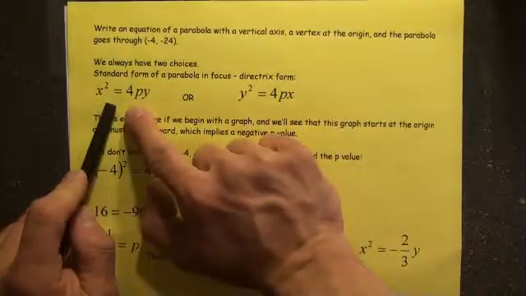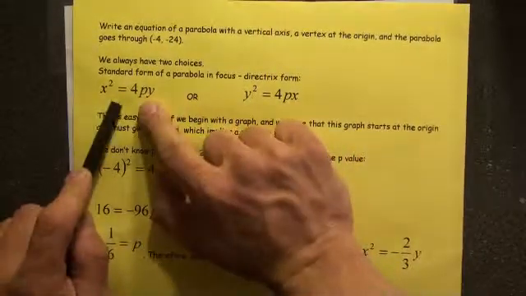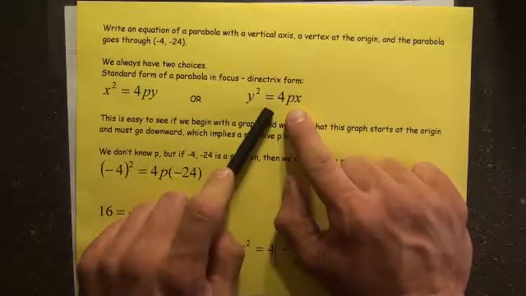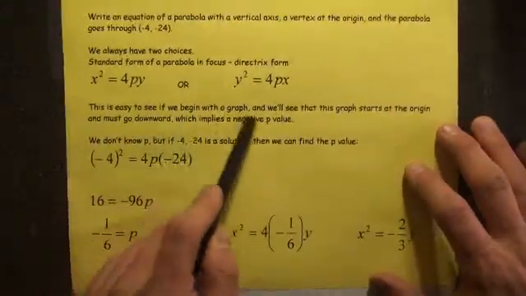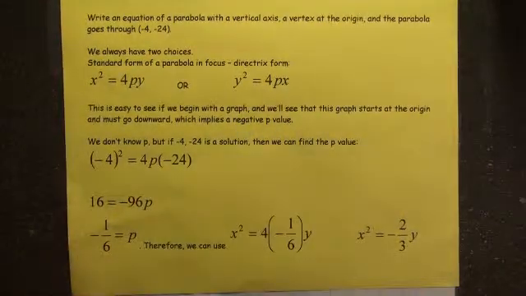When X is squared, it's a vertical. When Y is squared, it's a horizontal. When Y is not squared, it's vertical. When X is not squared, it's a horizontal parabola. This is easy to see if we begin with the graph, and we'll see that this graph starts at the origin and must go downward. They gave us enough information for us to know.